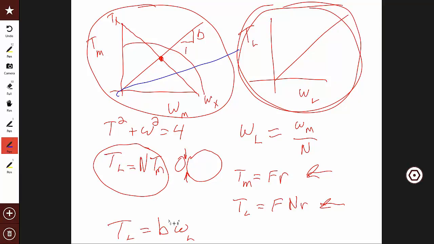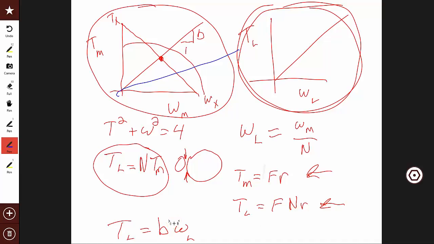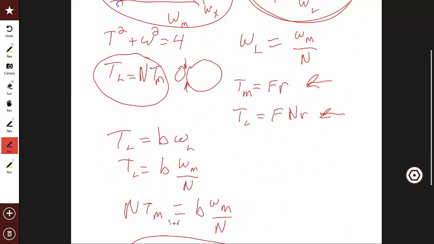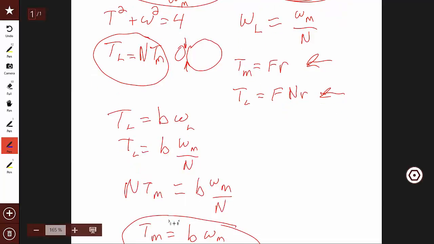Make sense? Somebody had a question. So in a speed reducer, your T load will be greater than your T motor, right? You're increasing the torque on your output. Let me see. What does the equation tell me? Because that's all I know. Yeah, right there. See it? Circle. So the torque of the load is larger than the motor.